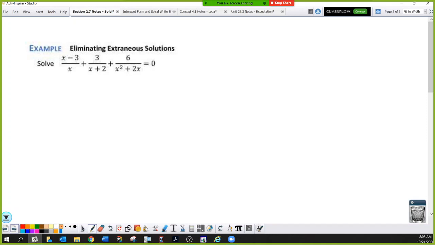Same idea, eliminating extraneous solutions. Again, very first step, always the same. Anything that can factor should be factored. And I'm looking at the last denominator of x squared plus 2x. It factors. There's a GCF in that last denominator of x, leaving behind an x plus 2.